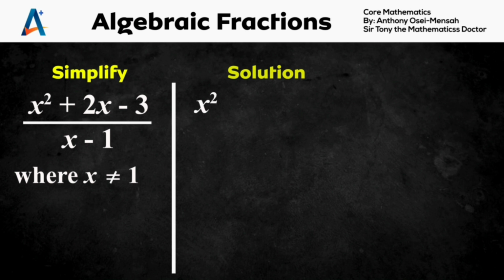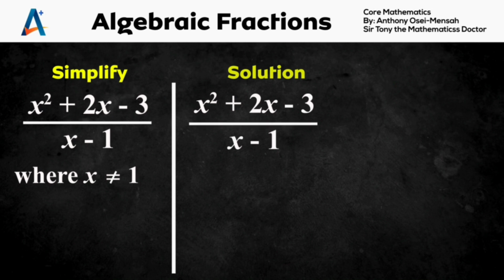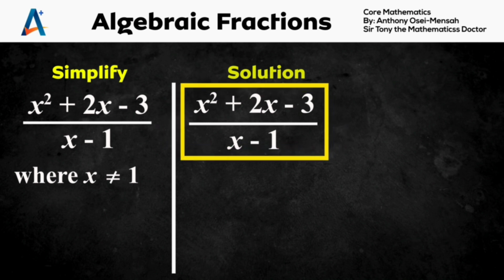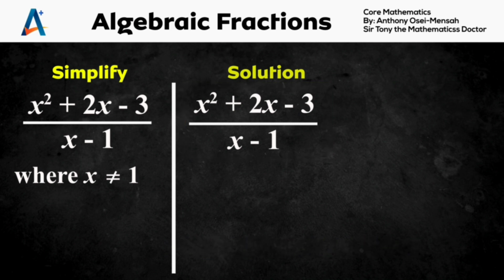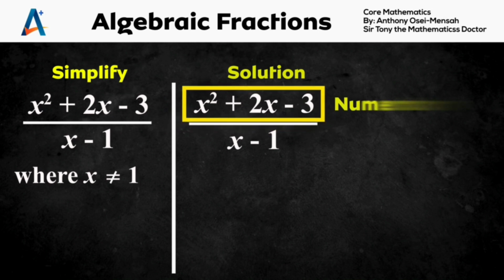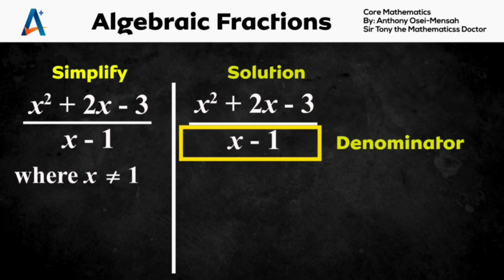So x squared plus 2x minus 3, all divided by x minus 1. Now, this particular mathematical expression, or this particular question, is an algebraic fraction. This is because we have a fraction which has a numerator part and a denominator part.